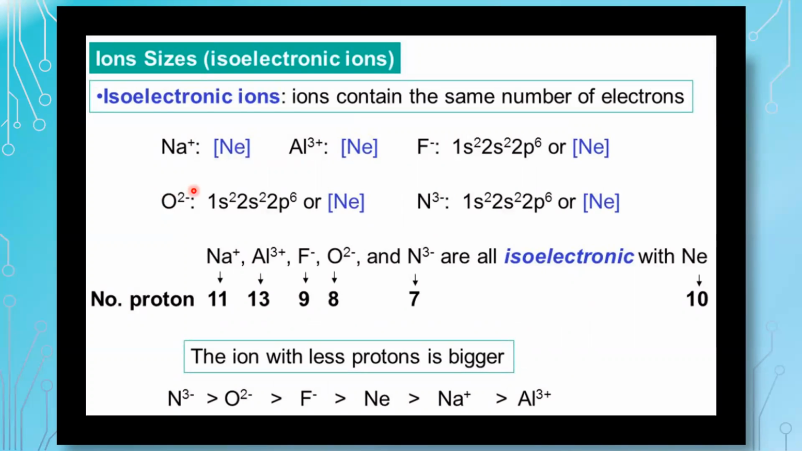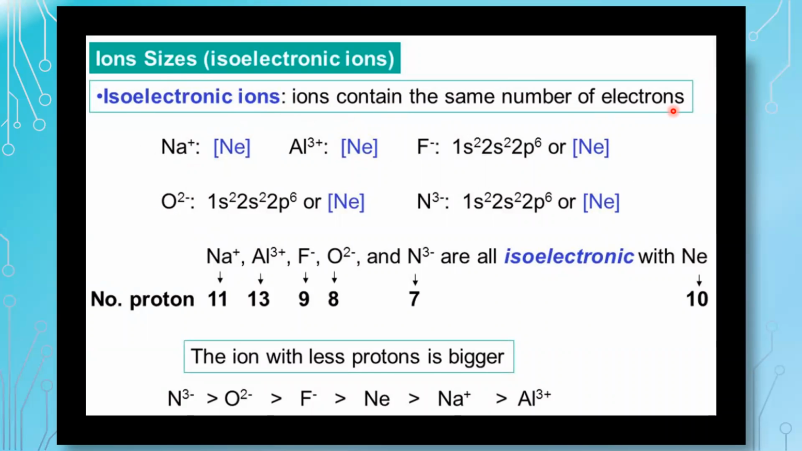Now we need to talk about a special term, that is isoelectronic ions. What are isoelectronic ions? Iso, you have heard about in your lower grades, means equal, like when two sides are equal. So here as well, ions containing the same number of electrons are called isoelectronic ions.